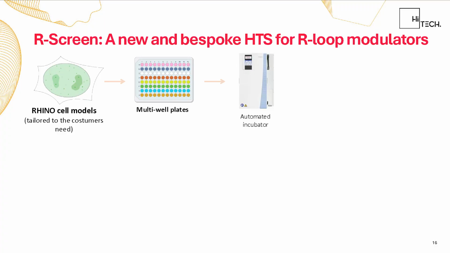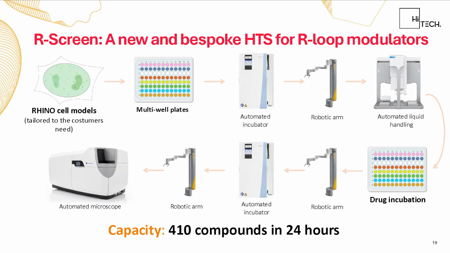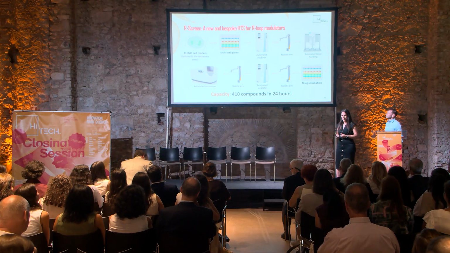In our screen, our team uses a very simple workflow. We are based on RHINO cell models, which are grown in multi-well plates, and with our automated system, these cells are incubated with drugs. Then these cells are taken to the microscope, and we can detect which drugs increased R loop levels. Currently, we have a capacity to screen 410 compounds in 24 hours.